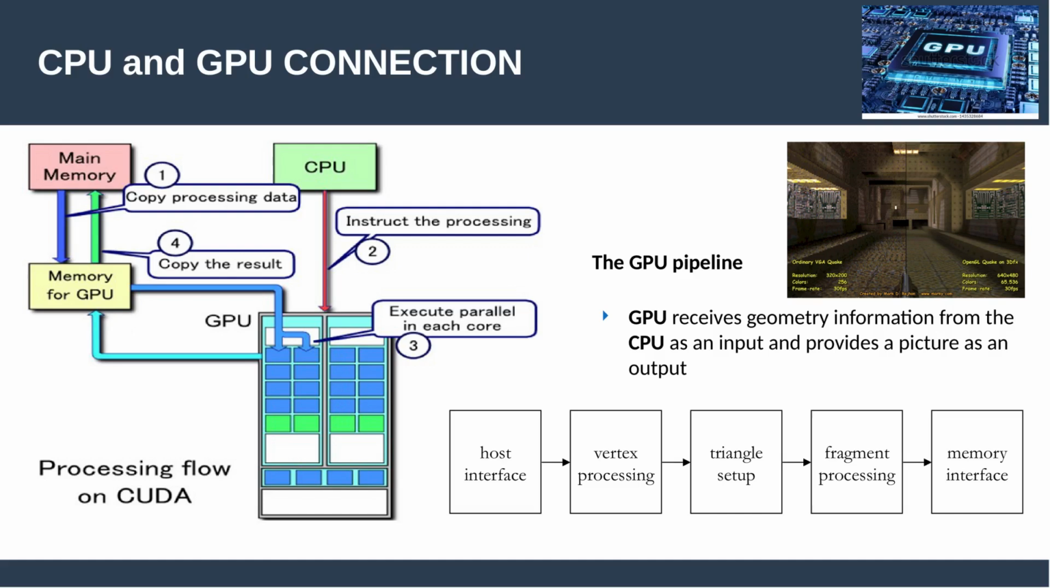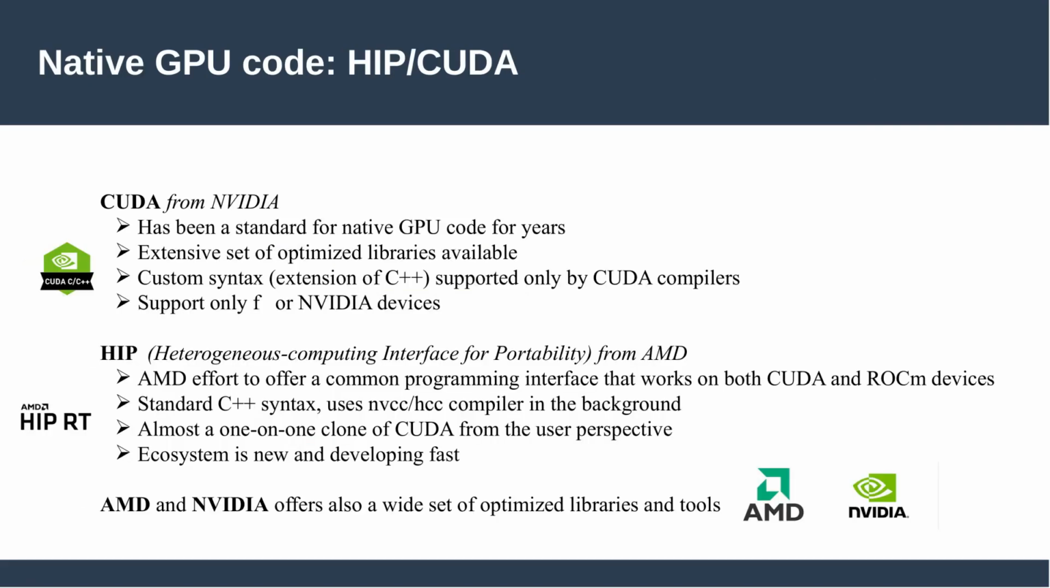The memory interface plays a crucial role in managing data flow and storage throughout this process. CUDA, a standard for native GPU code, offers extensive optimized libraries, but supports only NVIDIA devices with custom syntax. HIP, from AMD, provides a common interface for both CUDA and ROCm devices, using standard C++ syntax. It mirrors CUDA closely, with a rapidly developing ecosystem, offering optimized libraries and tools from both AMD and NVIDIA.